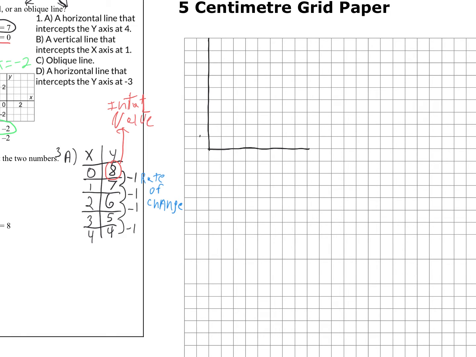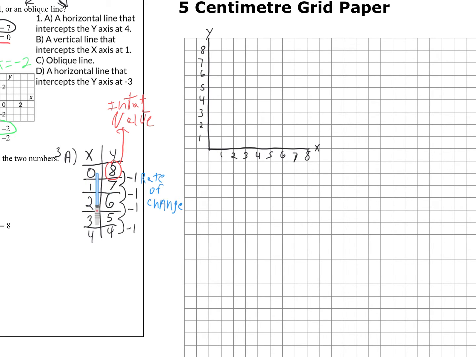Here we go. We'll say this here is 1, 2, 3, 4, 5, 6, 7, and 8. 1, 2, 3, 4, 5, 6, 7, 8. This is my x-axis and my y-axis. I want to make sure that those are labeled. And now I can start to put these points in.